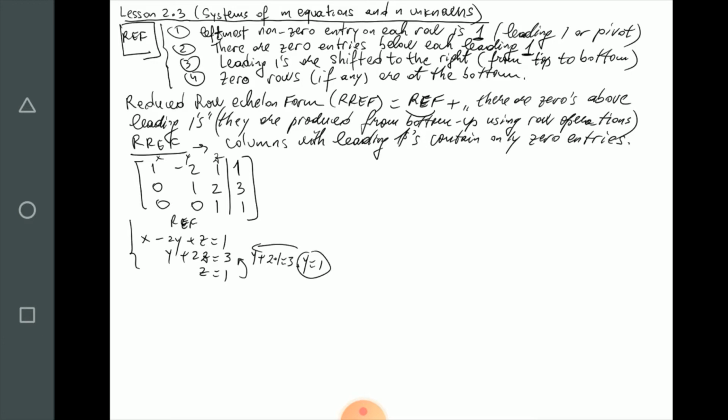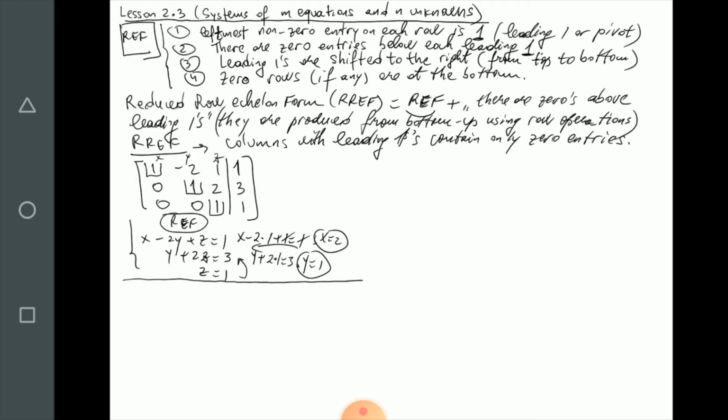Go back to the first equation, x minus 2 times 1 plus 1 equals 1. 1 cancels, move 2 over, that gives me x equals 2. So that is one option, to stop at the row echelon form and solve the system. But you could proceed further to the simpler form, which I called, again, reduced row echelon form, and make zeros above the leading ones. So these are the leading ones that I'm emphasizing right now.